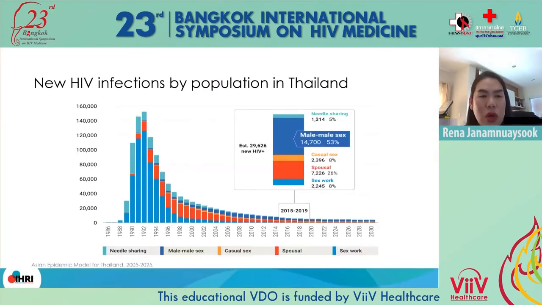This slide shows you the number of new HIV infections by population in Thailand. According to the Asian Epidemic Model for Thailand, between 2005 and 2025, more than half of the new HIV infections in the country are among male-to-male sex, which includes men who have sex with men and transgender women.